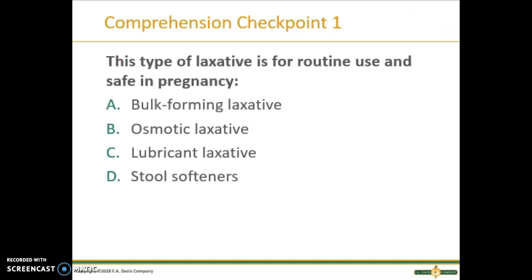That brings us to comprehension check number 1. This type of laxative is for routine use and safe in pregnancy. If you selected A, bulk forming laxative, you are correct.